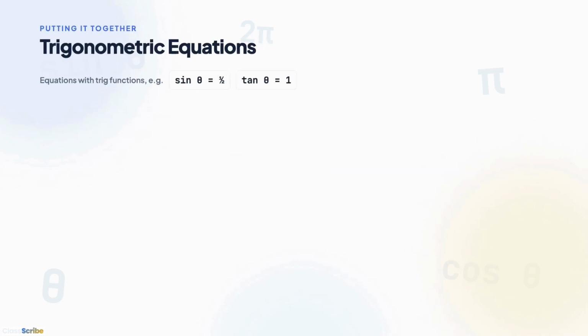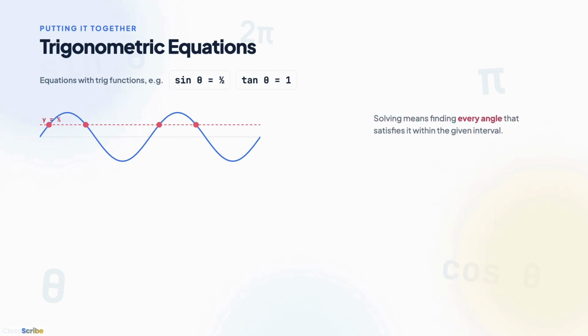Finally, we learn trigonometric equations. These are equations containing trigonometric functions such as sine theta equals 1 by 2 or tan theta equals 1. Solving them means finding every angle that satisfies the equation within the given interval. Understanding standard angles and the unit circle makes these questions straightforward.